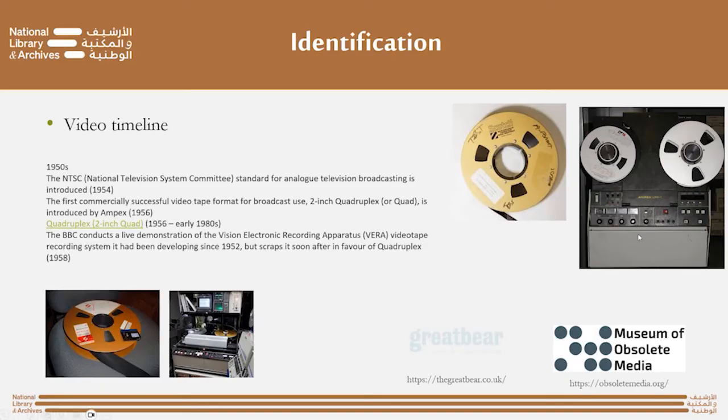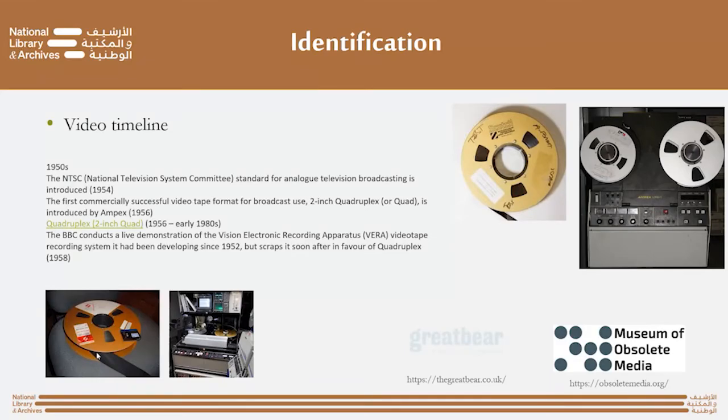All right. Again, two links right here on the bottom left. There's Great Bear, and then there's the Museum of Obsolete Media. So if you want to identify media, these are two great links for you to go back to and help you identify what type of format you have, right? So in the 1950s, the National Television System Committee in the United States decided to introduce a standard, a broadcast standard for analog television broadcast, which was introduced in 1954 to be precise.